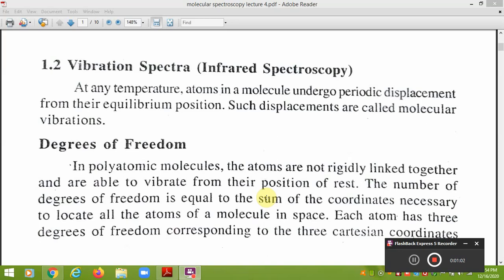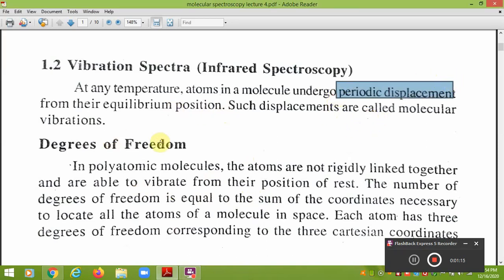Dear friends, if we talk about the vibrational spectra of the molecule, it is generally observed that at any temperature, the atoms in a molecule show a periodic displacement from their equilibrium position, and this periodic displacement of atoms in the molecule at a particular temperature from their equilibrium position is called molecular vibration. So this periodic displacement of atoms from their equilibrium position is called vibrations.